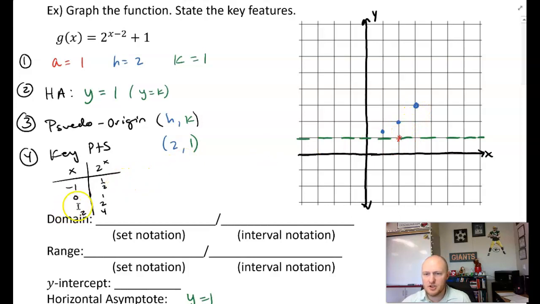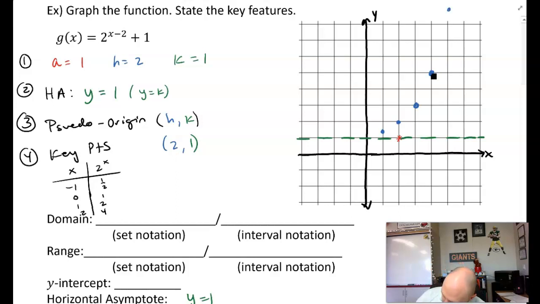Back to my pseudo origin. I'm going to go right 2, and then up 4: 1, 2, 3, 4. And I don't think I have room, but if I went right 1, 2, 3, I would go up 8: 1, 2, 3, 4, 5, 6, 7. I'm off by 1, but my point would be there.